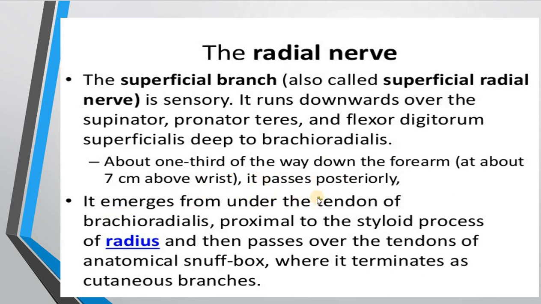It emerges from under the tendon of brachioradialis proximal to the styloid process of the radius. Then it passes over the tendons of the anatomical snuffbox, and terminates at the final cutaneous branches.